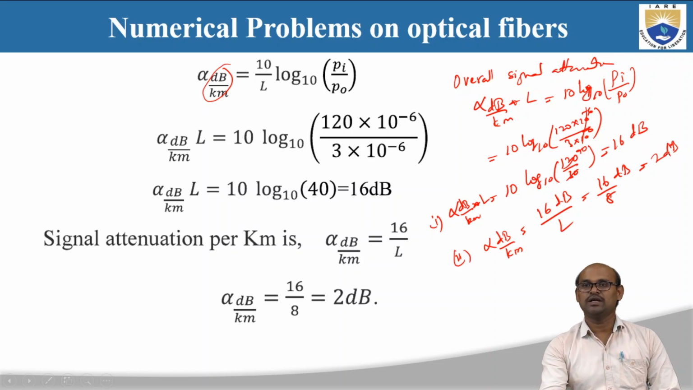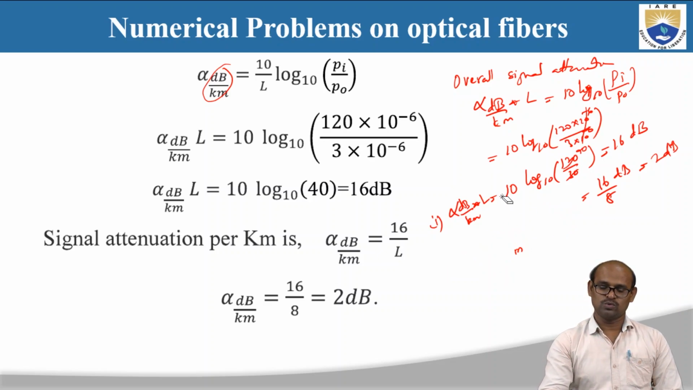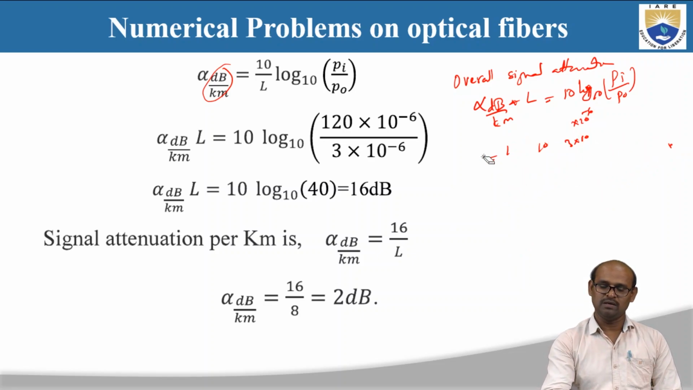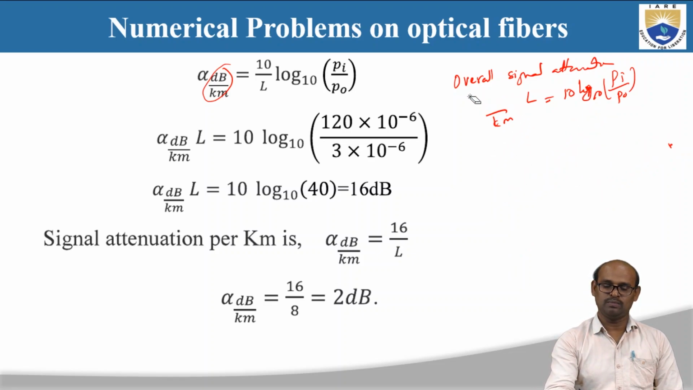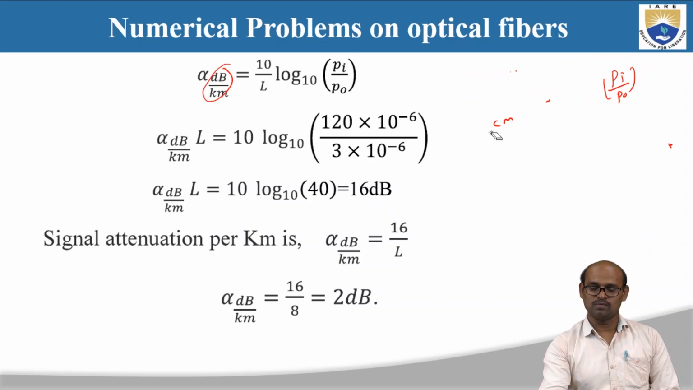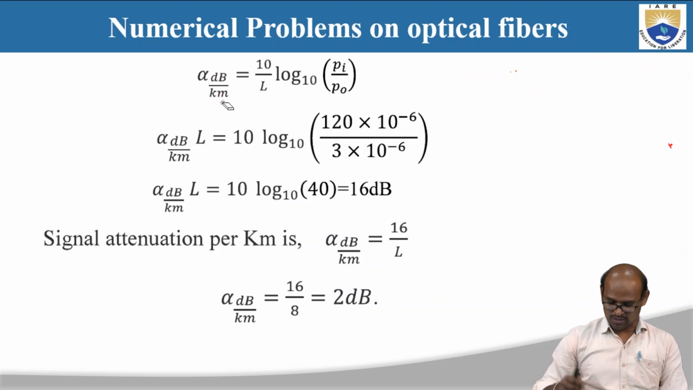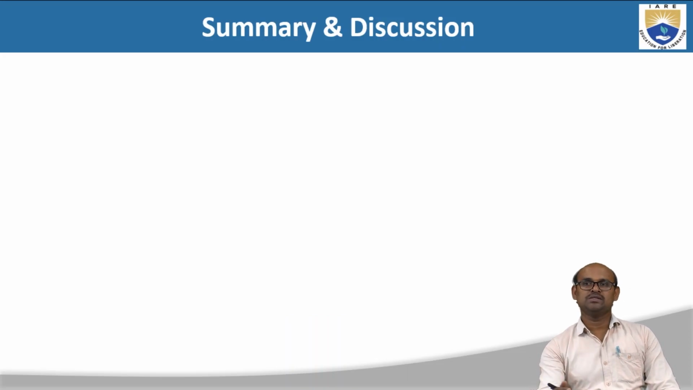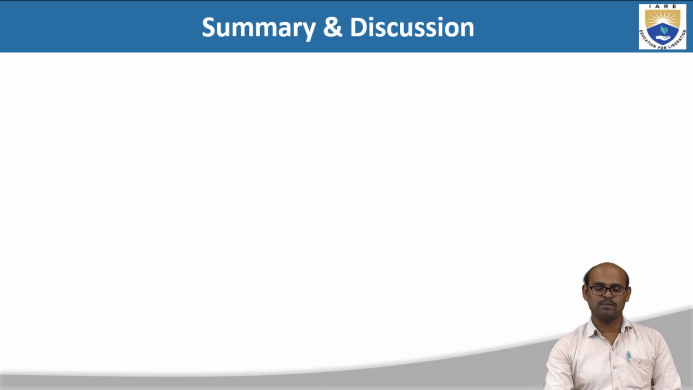So the overall signal attenuation of this fiber of 8 kilometers is 16 decibels, and the signal attenuation per kilometer is around 2 decibels. Okay. So we have calculated the overall signal attenuation over the length of the fiber, and then the signal attenuation per kilometer in this problem. So I will revise these ones. To summarize, we have discussed numerical problems on optical fibers.